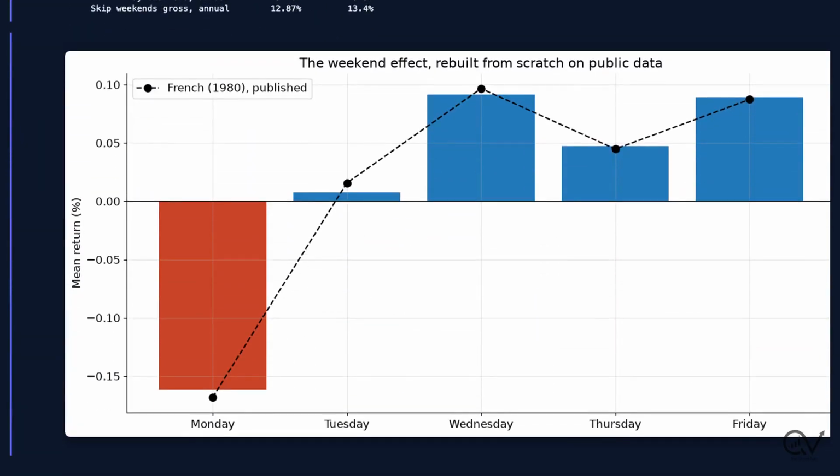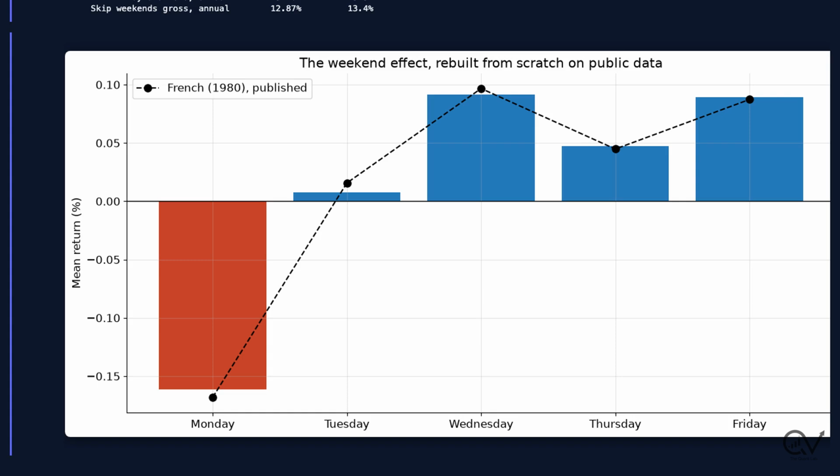Everything side by side. Every headline number in the paper reproduces on data anyone can download today. The Monday mean, the t-statistic past 6, 5 of 5 subperiods, 20 of 25 years, both F-tests, and the trading strategy on both sides of transaction costs.